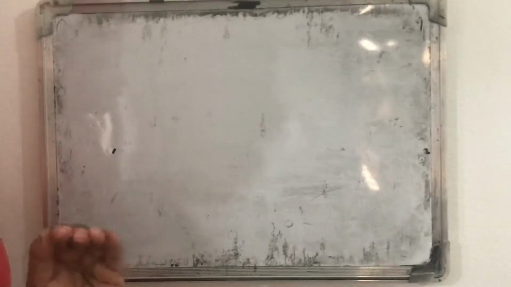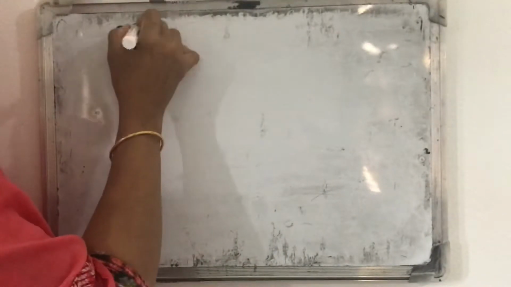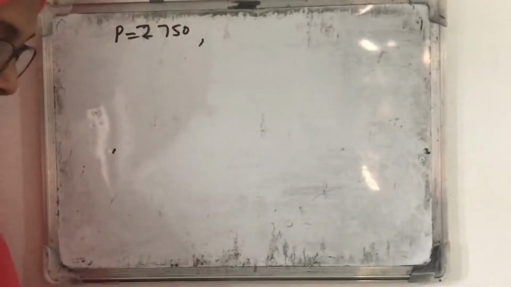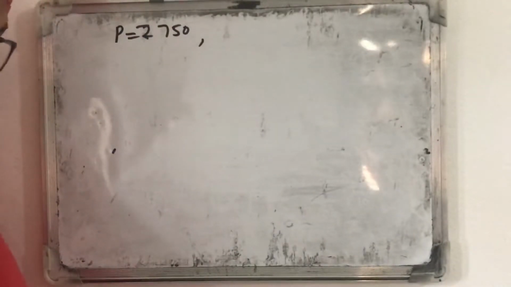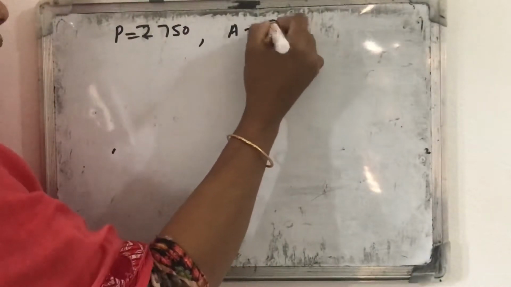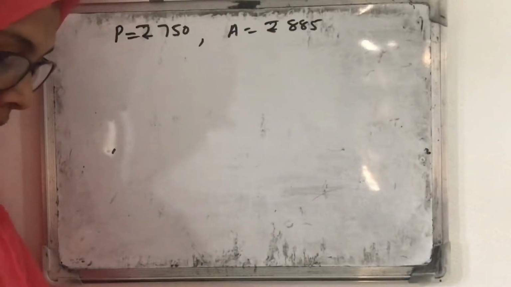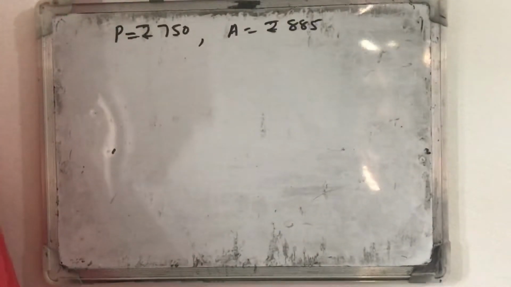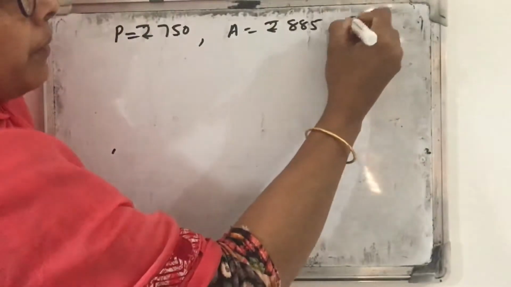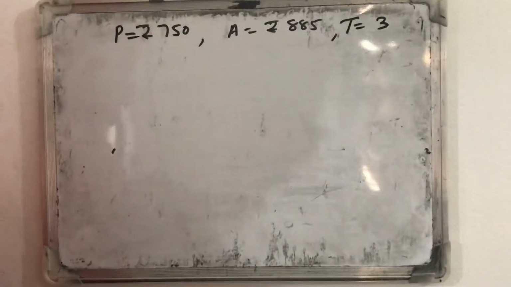750 rupees amounts to, so the principal taken here is 750. So P is equal to 750 rupees, and it amounts to 885 rupees. That is, the amount is given, 885 rupees, in 3 years at simple interest. So the time is given, 3 years. Find the rate of interest. We want to find out what the rate of interest R is.